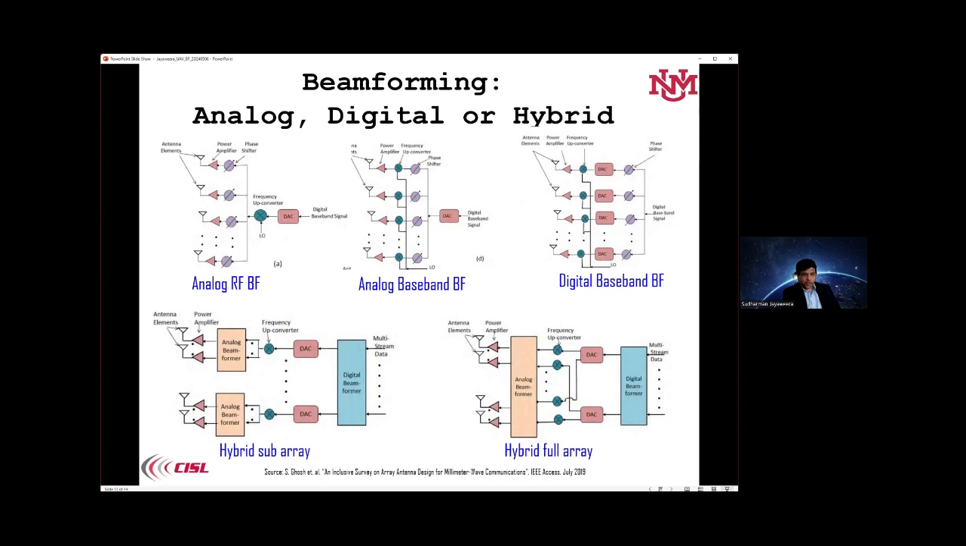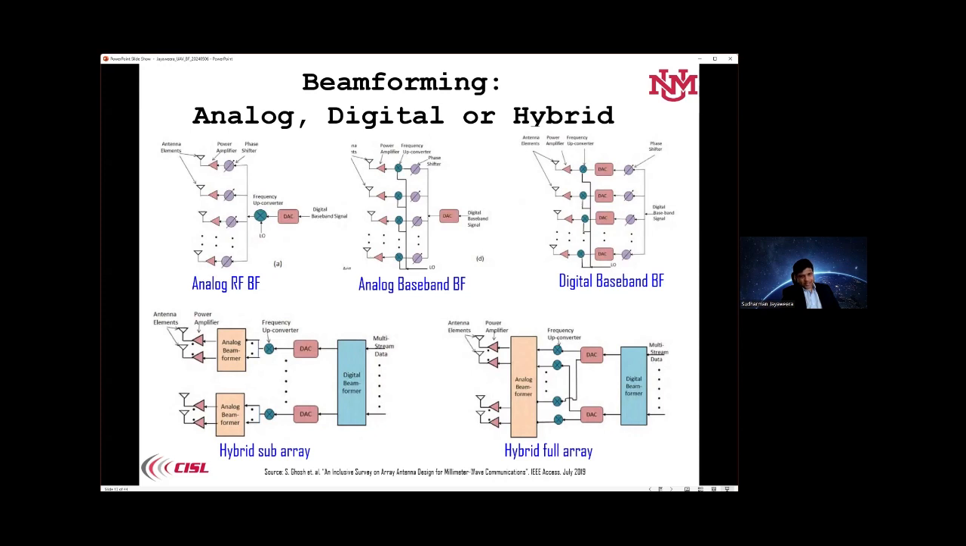If you're doing the digital baseband beamforming, then what you do is introduce the phase shifts, those weights W's, before doing the digital to analog conversion. So you first do the beamforming in the digital domain, then do the digital to analog conversion, and then do the up conversion to carrier frequency.